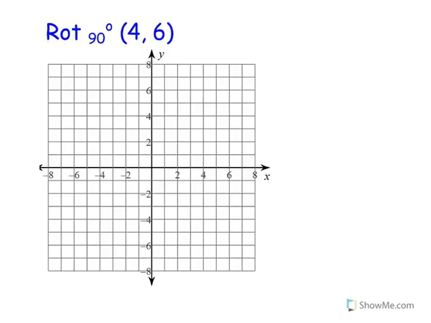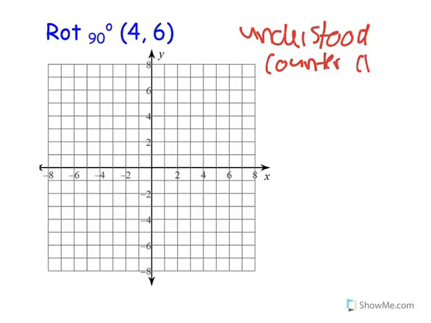So we're going to look at a rotation of 90 degrees, and the point that we're rotating is the point 4, 6. So with these rotations, it's understood that the rotations will be counterclockwise unless it's already stated. So we're going to rotate 90 degrees counterclockwise, and the point that we're rotating is the point 4, 6. So the point 4, 6 is right here. If you want to call that a letter, then you can call it A.